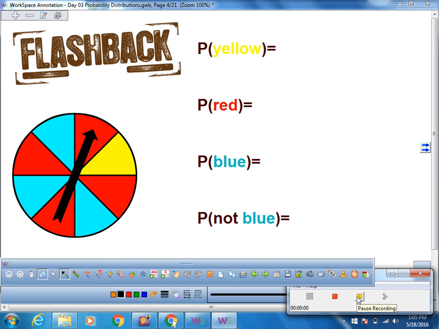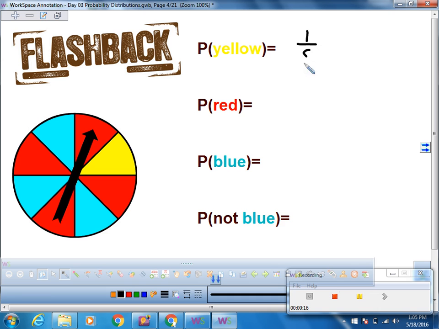Okay, let's talk about the probability of a spinner. Raise your hand and tell me what the probability of spinning a yellow is. How did you get that? You counted the yellows and I counted the rest of the colors. Good. We've got 1 out of 2, 3, 4, 5, 6, 7, 8 possibilities.